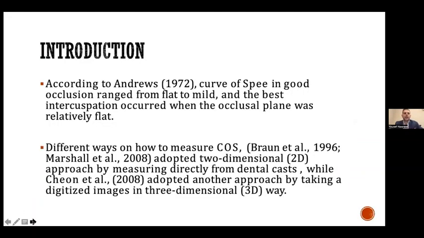Okay. According to Andrews in 1972, the curve of Spee in a good occlusion ranged from flat to mild, and the best intercuspation happened when the occlusal plane was relatively flat. There are different ways to measure the curve of Spee: authors adopted a two-dimensional approach by measuring directly from the dental cast, or a three-dimensional way using digitized images.